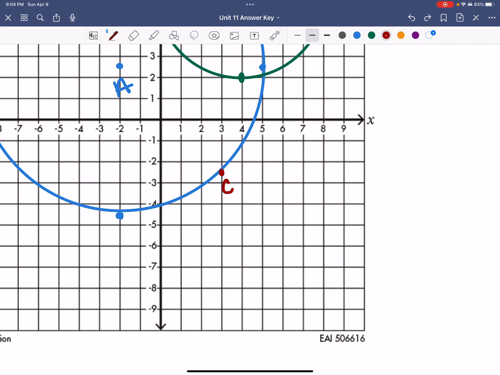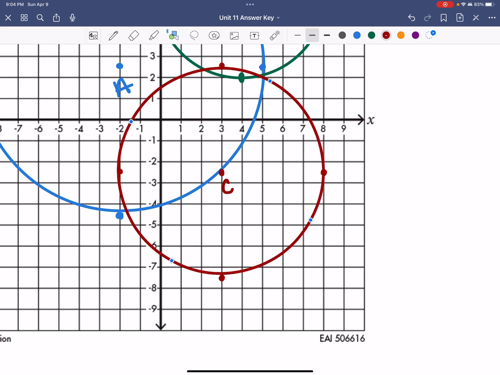Create my circle. Ooh, that one was better at least. Goodness.